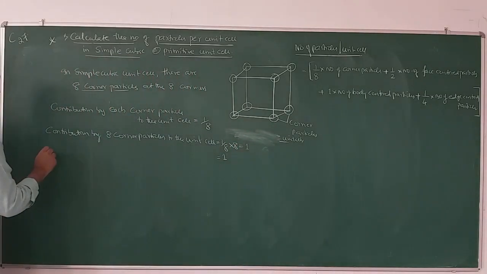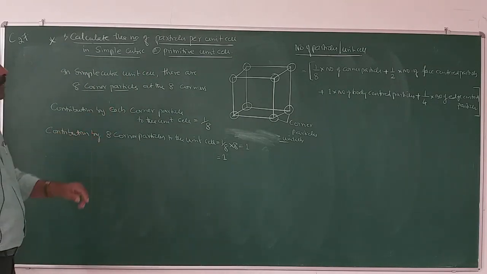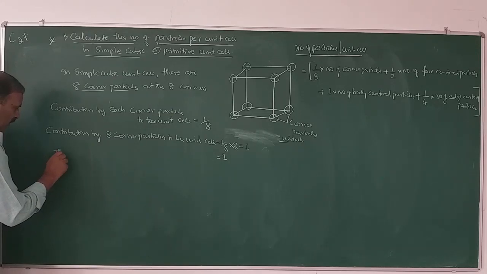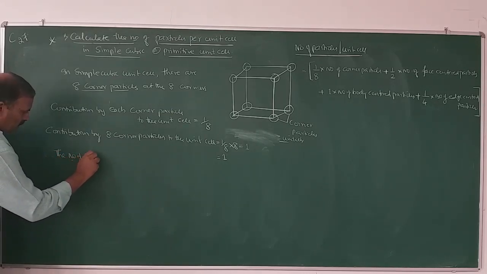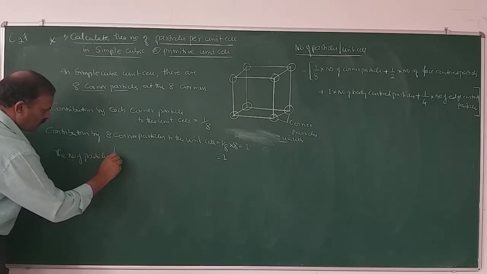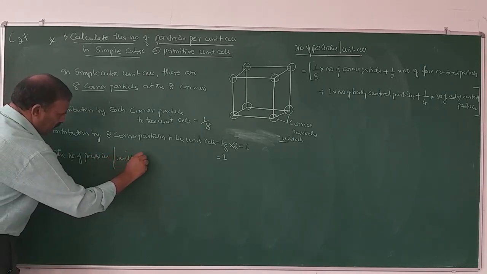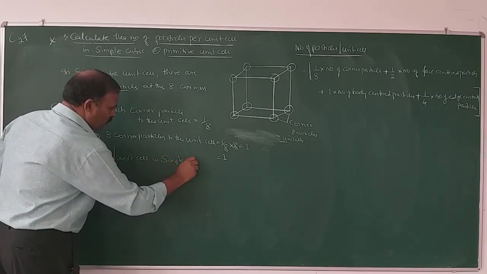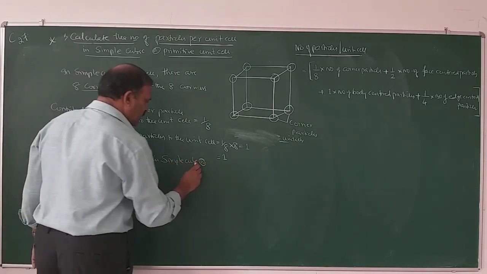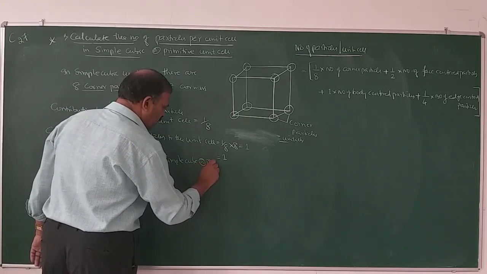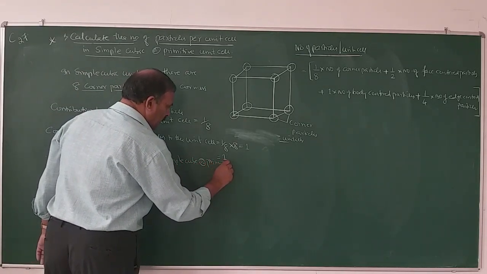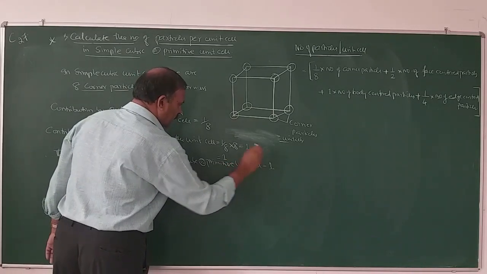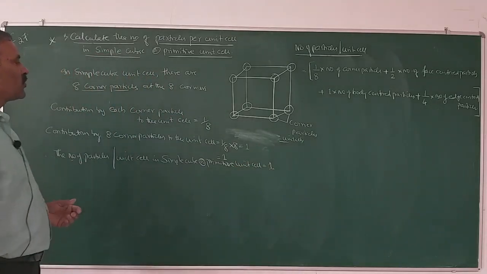So therefore, how many particles are there per unit cell? The number of particles per unit cell in simple cube or primitive unit cell equals 1. So this is how you can calculate.